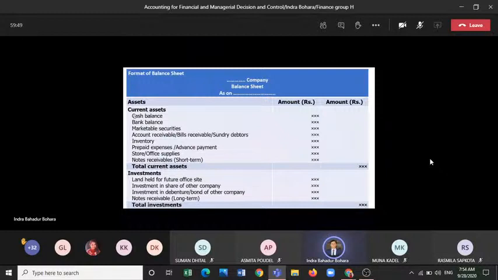So in the balance sheet of any company, you can see it under permanency base or liquidity base. In the examination also you can present under permanency base or liquidity base.